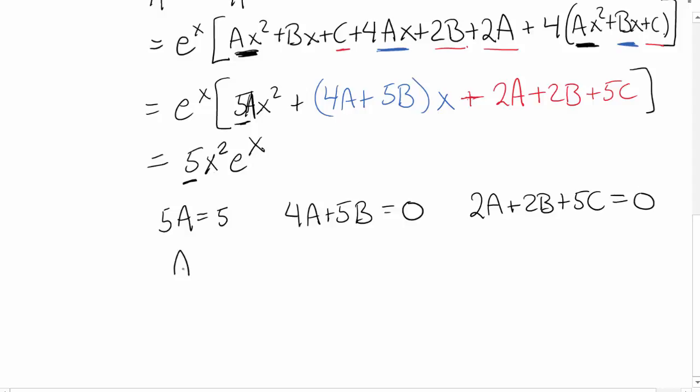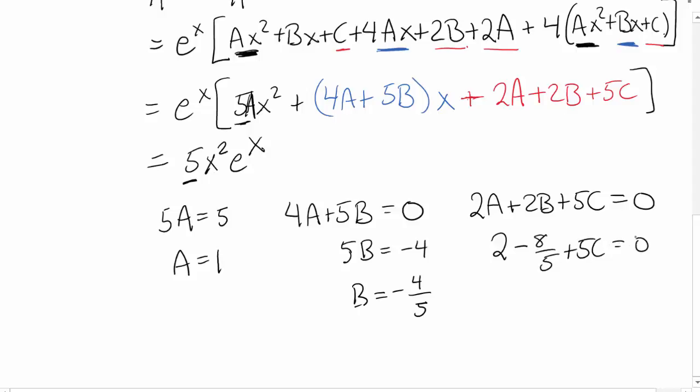What that tells me on this one is a is equal to 1, which, if a is equal to 1, then that means 5b is equal to -4, so b is -4/5. And then let's see, my c over here, if I plug in a is equal to 1, I get 2, and then b is -4/5, so I'll get -8/5 plus 5c is equal to 0. So this is 10/5 minus 8/5, that's 2/5. So 5c is equal to -2/5, so c is equal to -2/25. That 2 got really excited, didn't it?